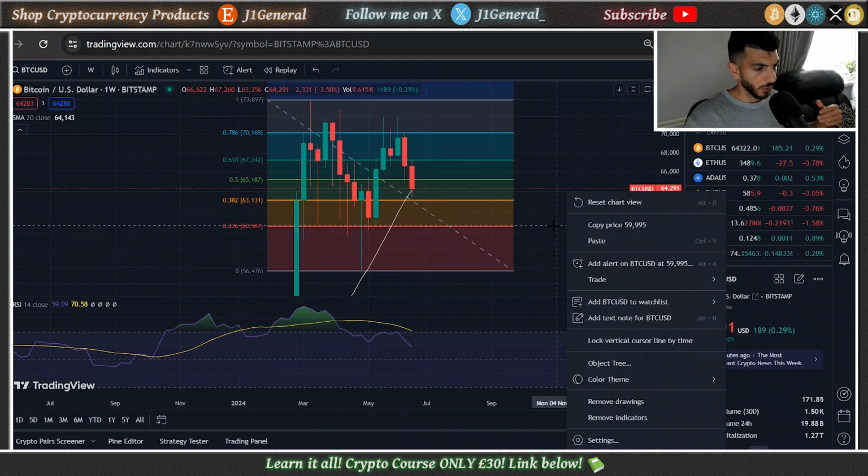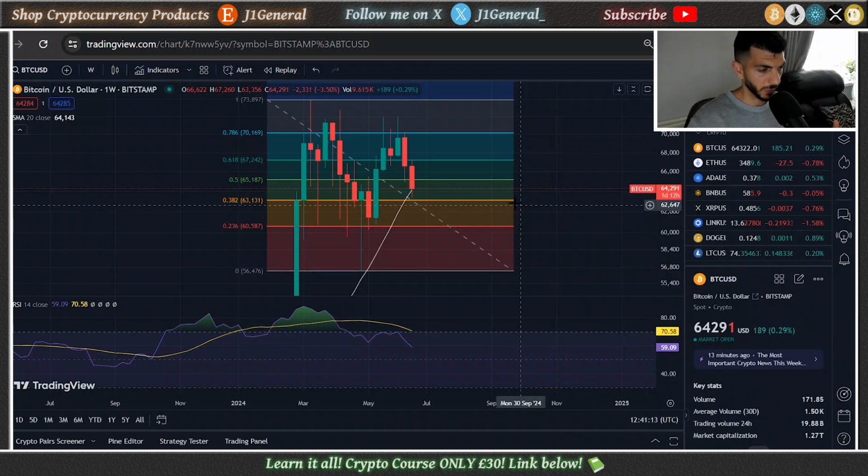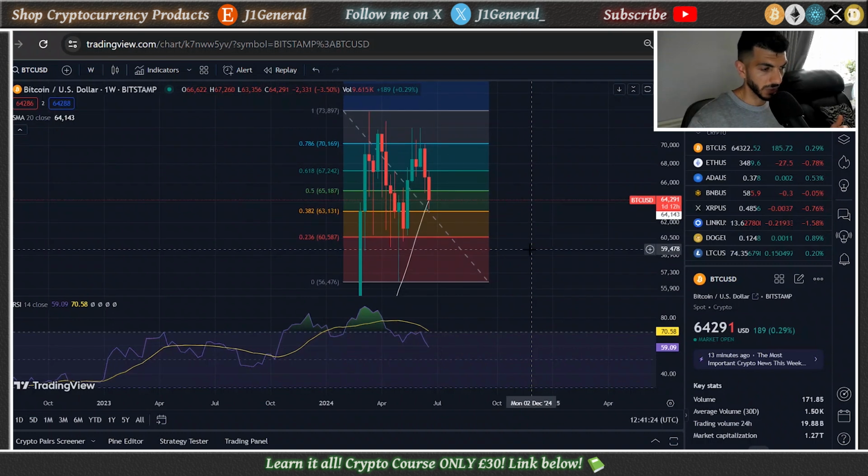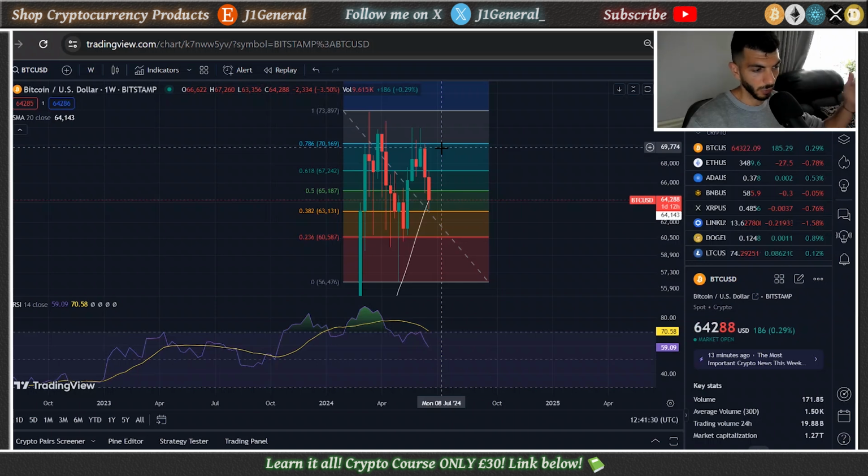So when it comes to finding confluence, we know that 63k is a significant level. Not only is it the 382 on the Fibonacci, but we know there's major liquidations there. And we also have 72k, which is a big cluster of liquidations, and it's just above the 786, where we've struggled to get a foothold over, even though we have wicked to that level.